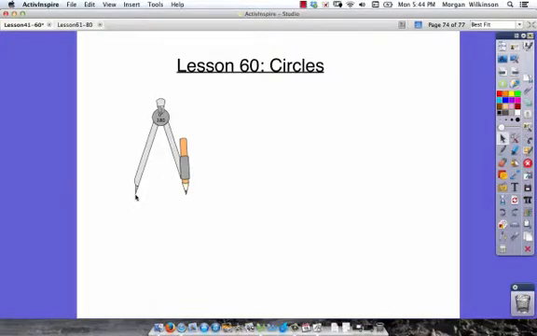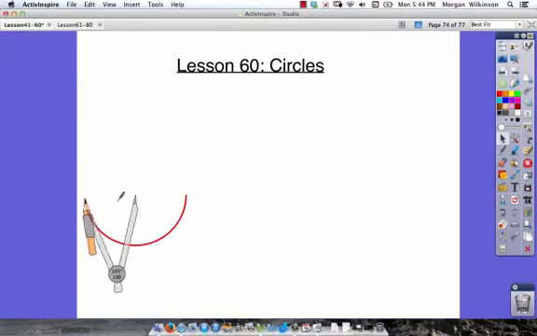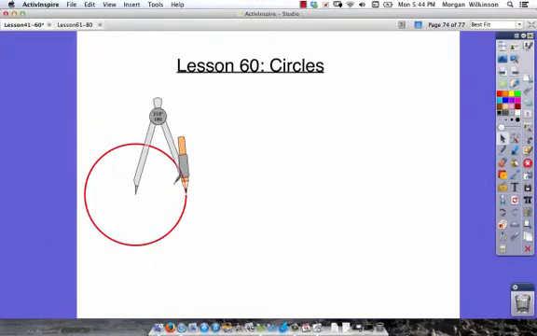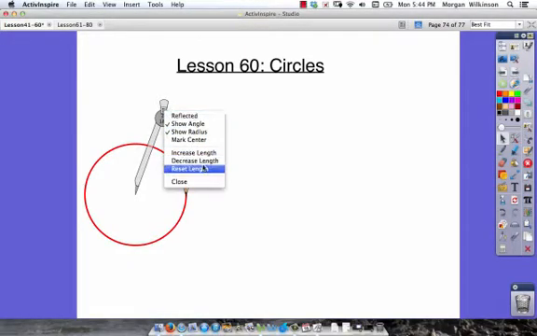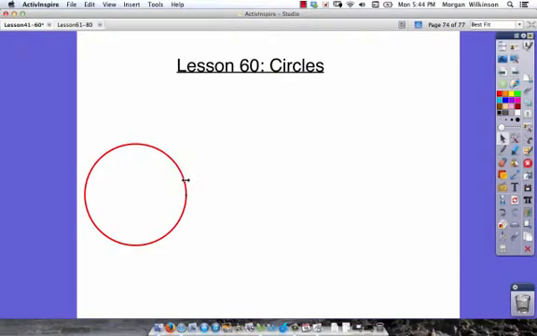What we do is we hold our pivot point still, and then we rotate our pencil around in order to make a perfect circle with our compass. We do need to practice that in order to get very good at it. Now, let's close out our compass. We've got a circle here.